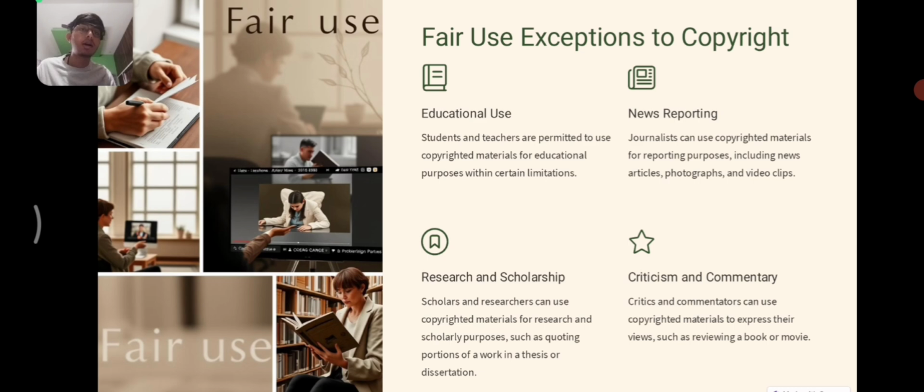And commentary. Critics and commentators can use copyrighted materials to express their views, such as reviewing books or movies. These are the fair use exceptions to copyright. And move on to registering a copyright.